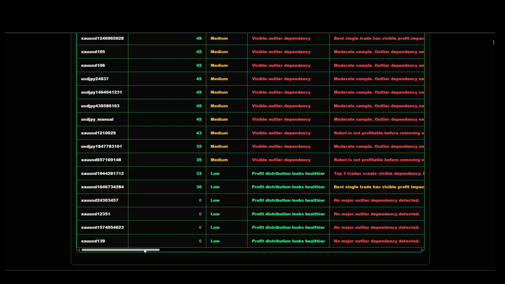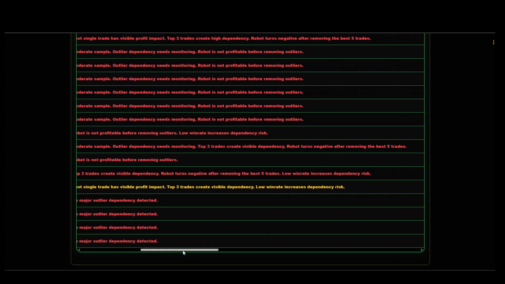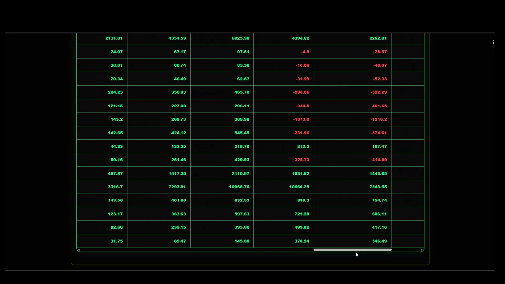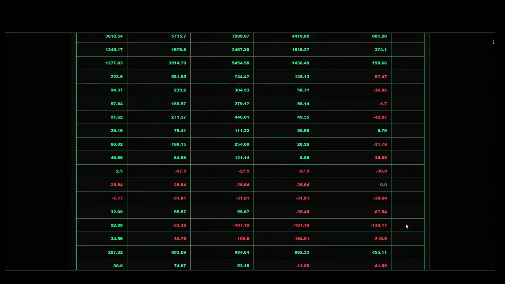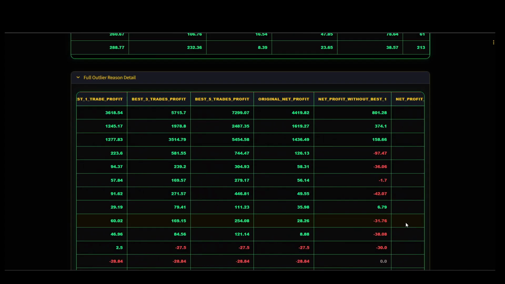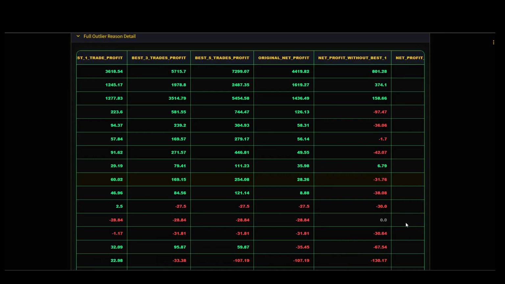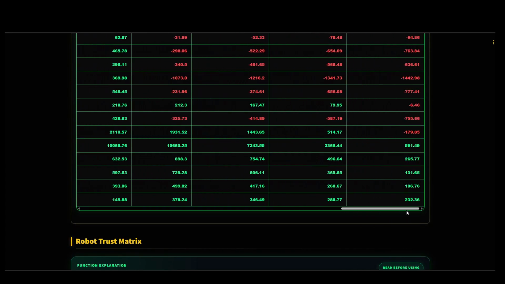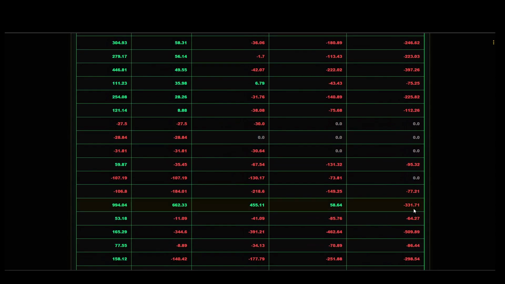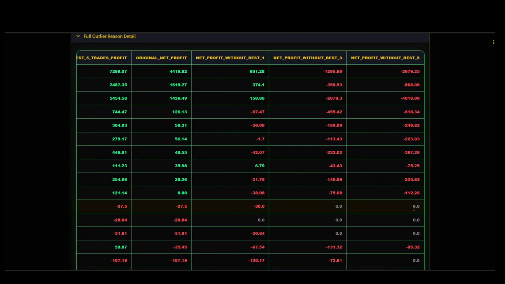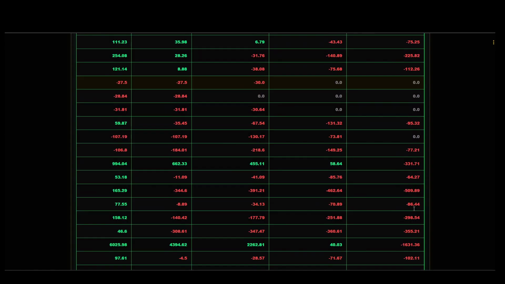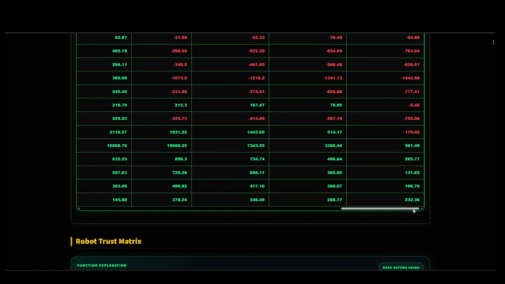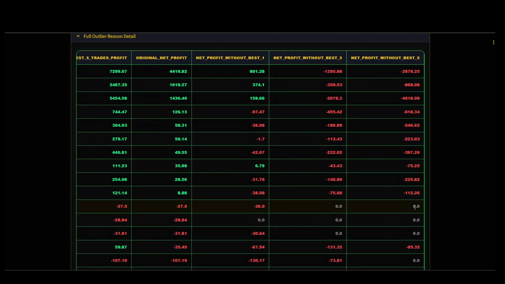Then when we scroll further into the same table, the workflow exposes the actual trade contribution structure behind every verdict. Now we can see the best 1 trade profit, the best 3 trades profit, the best 5 trades profit, the original net profit, and the remaining profitability after removing the strongest winners. And this becomes very visual very quickly, because some robots still survive structurally after removing the strongest trades. But other robots almost completely collapse once only a few outlier winners disappear from the history. Then further to the right, the final part of the table continues with the net profit without the best 3 trades, and the net profit without the best 5 trades.